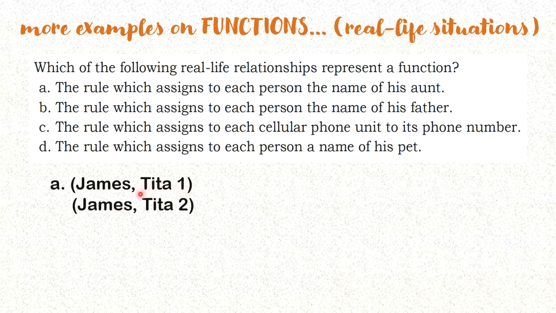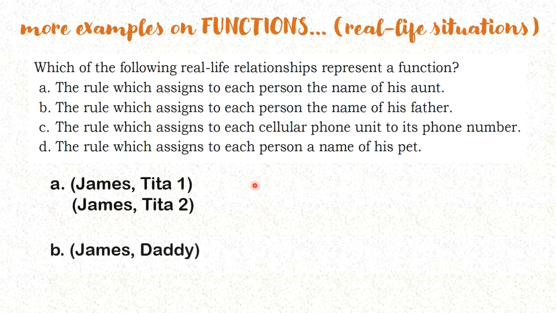Yeah, okay, and then James, meron siyang tita number 2, and so on. What about letter B? The rule which assigns to each person the name of his father. Okay, so we have this. Kunyari si James, ang pangalan ng daddy niya ay Daddy. Why not? Right? Okay, what about letter C?